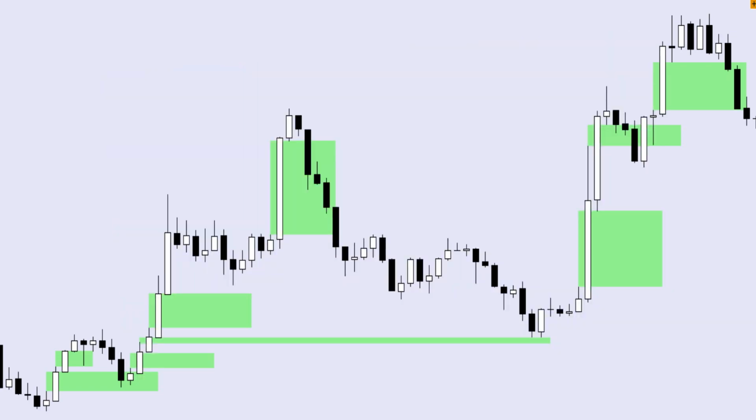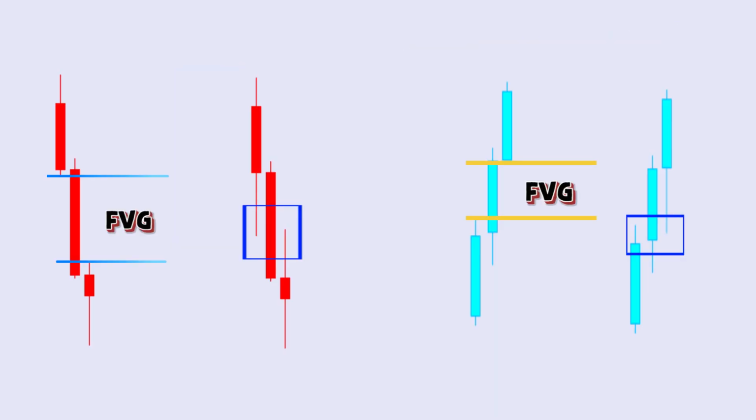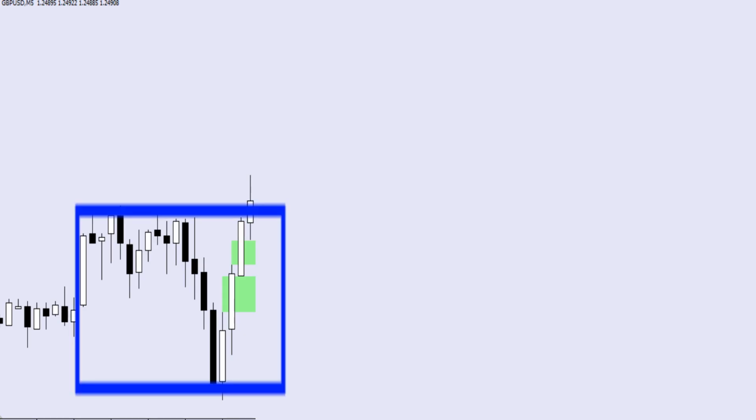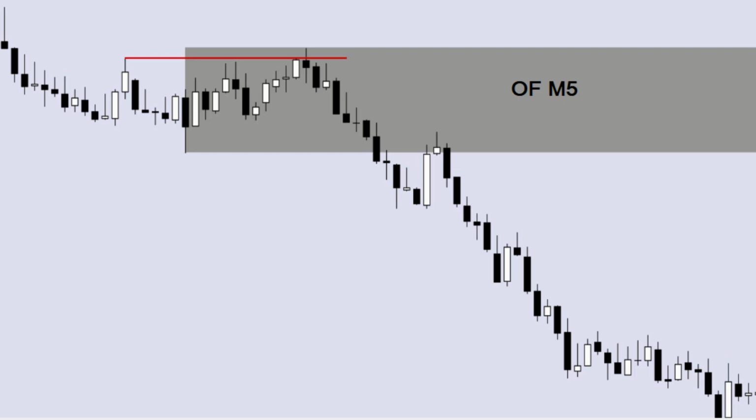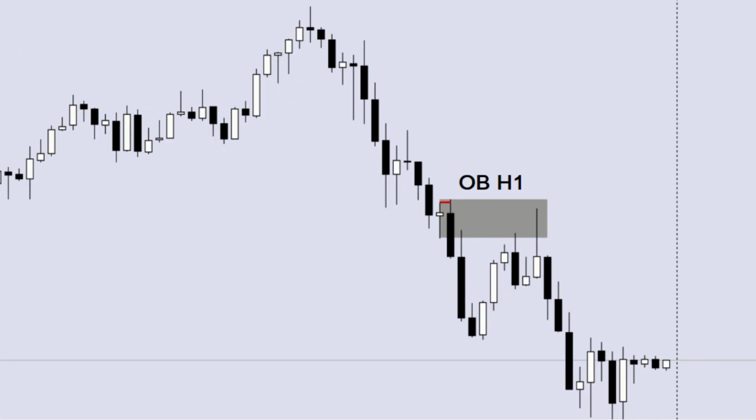Well, okay. We have figured out how the imbalance is formed and its overlapping logic. Now let's look at how it can be used in trading and what price gaps will interest us. We know that the price moves in accumulations and impulses. In smart money, accumulations are called flow order. But we also know that any flow order is a block order of a higher time frame.